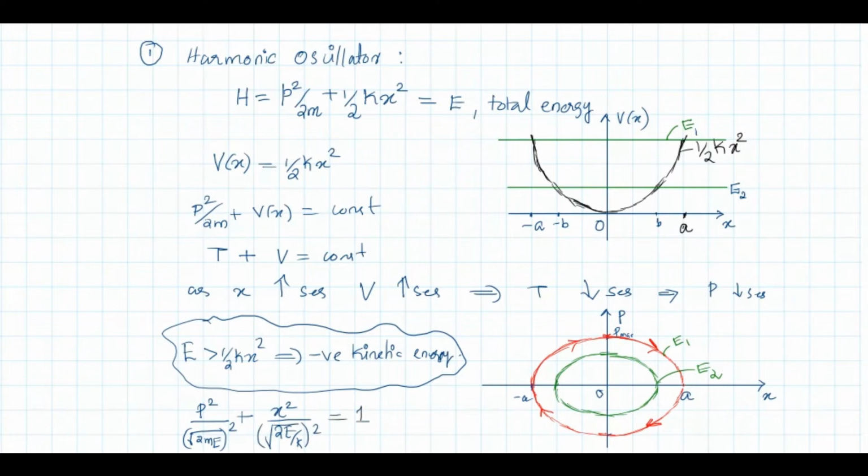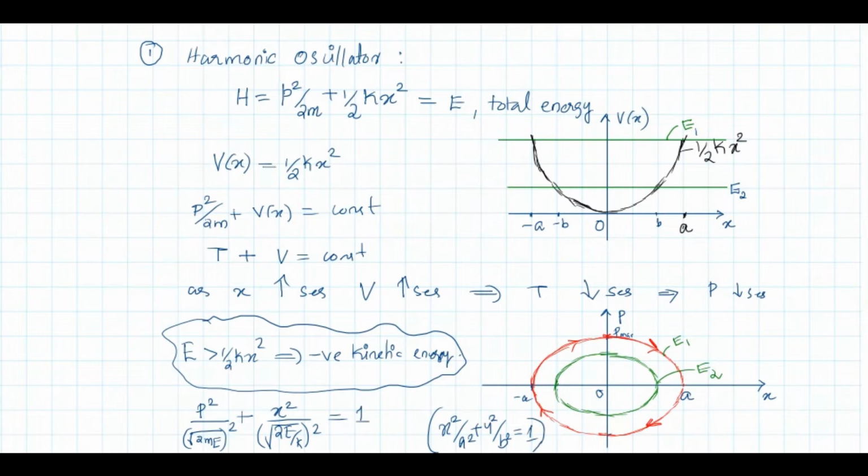You can rearrange this equation p square by 2m plus half kx square equal to E as p square divided by root 2mE the whole square plus x square divided by root 2E by k the whole square equal to 1. This is the standard form of the equation of an ellipse: x square by a square plus y square by b square is equal to 1. So this is nothing but an ellipse. For a harmonic oscillator, the phase space diagram will be concentric ellipses. I think it is clear.